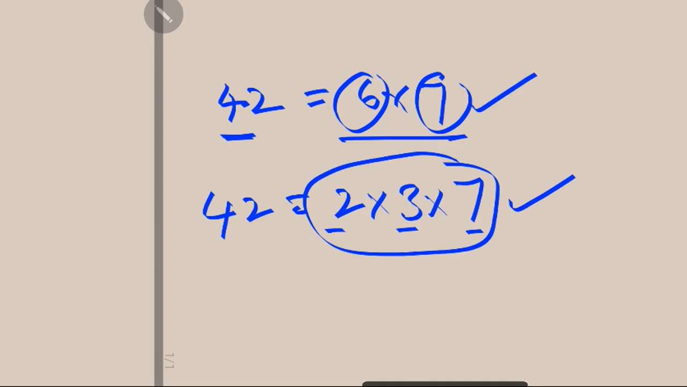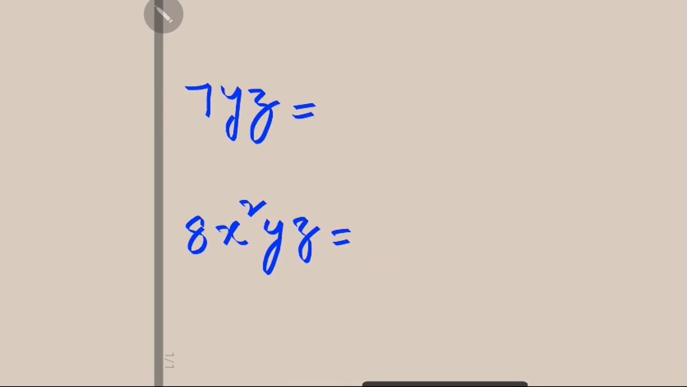In the same way we can find the factors for algebraic expressions also. I'll give a few examples. Easily you can understand how to find the factors for algebraic expressions. First we learn how to write the factors for monomials, that means single terms. Let us take 7yz. It's a monomial, a single term. So what are the factors? How to write it in factorization form?